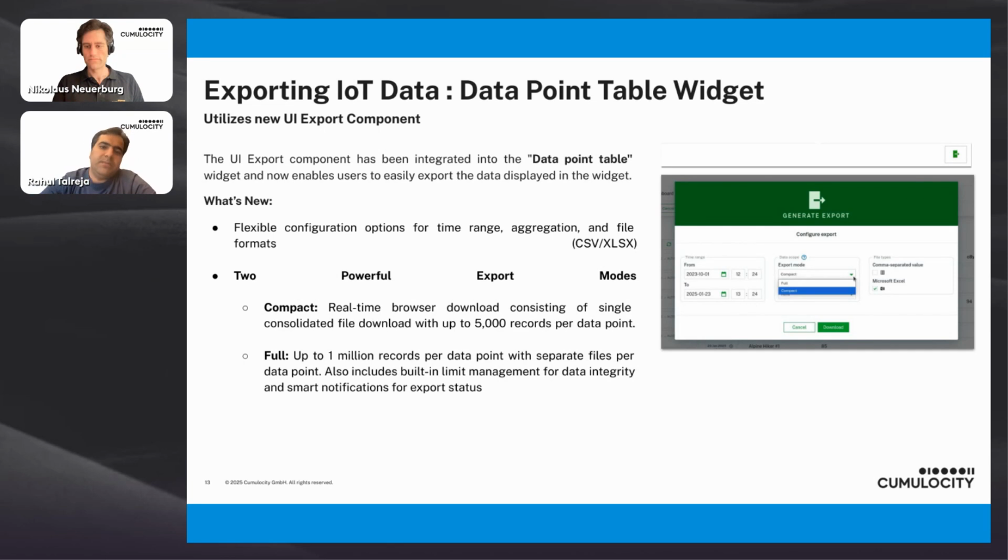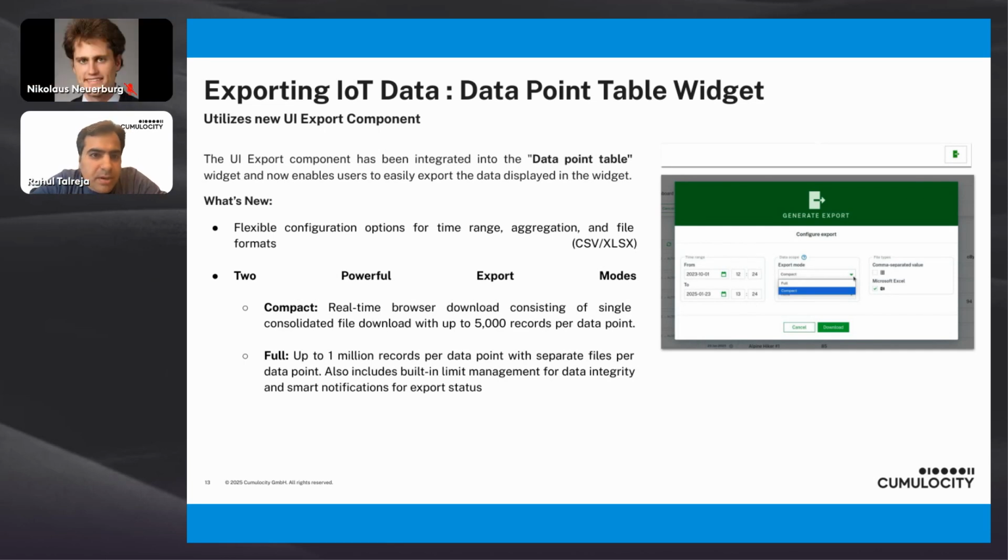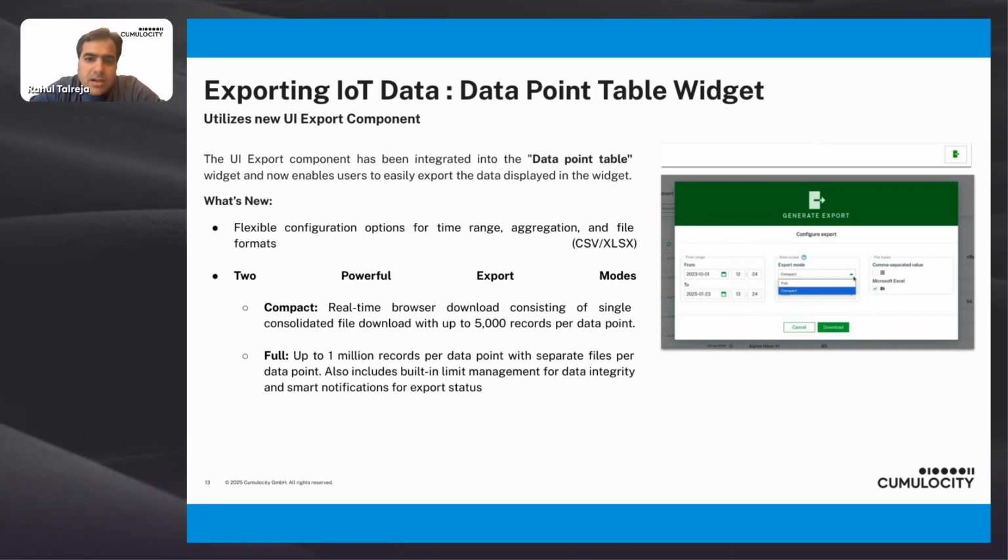So I'll be continuing with the updates we have done in the application enablement area of Cumulocity. In the previous quarter, we had introduced a UI component for exporting IoT data. This UI component has now been integrated with the data point table widget. The data point table widget was also something which we had revamped and introduced a new version of in the last quarter. This now gets another update where we have integrated this export component.